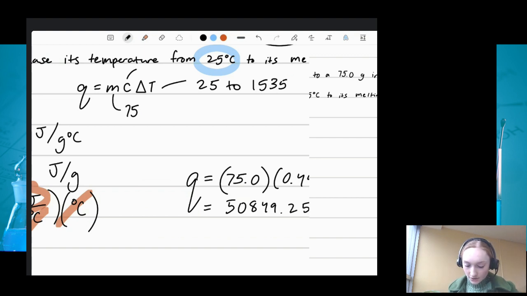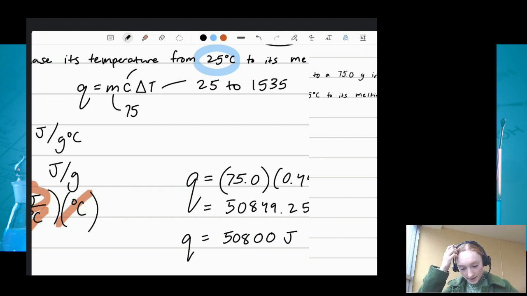And so we can calculate all of that out, and we will get a value of 50849.25. And so since we're given 3 significant figures, the least amount of significant figures used in this is going to be 3 sig figs. Our answer will also be in 3 sig figs for the joules, so that'd be 50800 joules. And so that is the answer of the heat that is needed to be put into the iron to bring it up to the melting temperature.